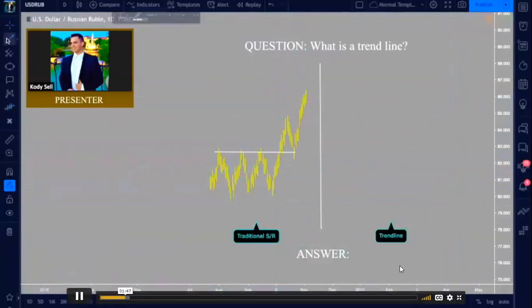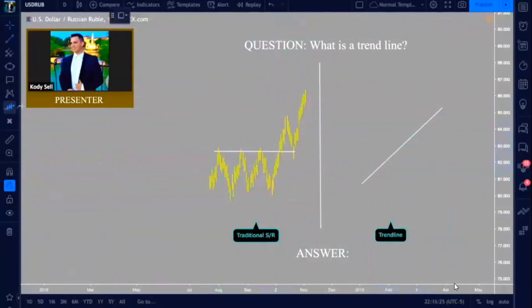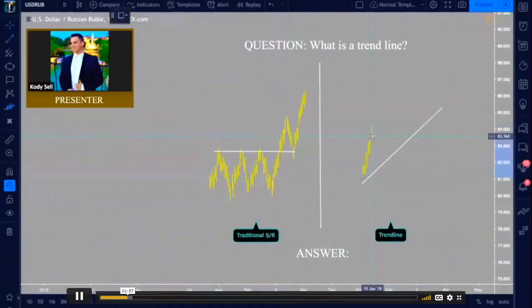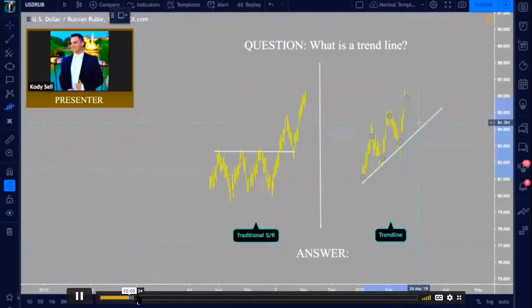Now how a trend line works. Let's draw a trend line. A trend line may look like this. Price will go up, come down and bounce off the trend line, go up, come down and bounce on the trend line, go up, come down and bounce on the trend line. And then finally, the trend line will break. When the trend line breaks, price will come back up to the trend line, retest it, and then continue on in the other direction.